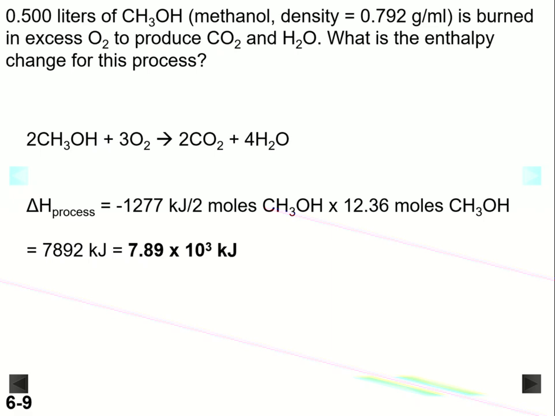So this is not the standard enthalpy, of course. This is the enthalpy for burning a half a liter of methanol. That tells us the energy we should get out, and if you do the experiment correctly, you will see that you actually do get that amount of energy out from this process.